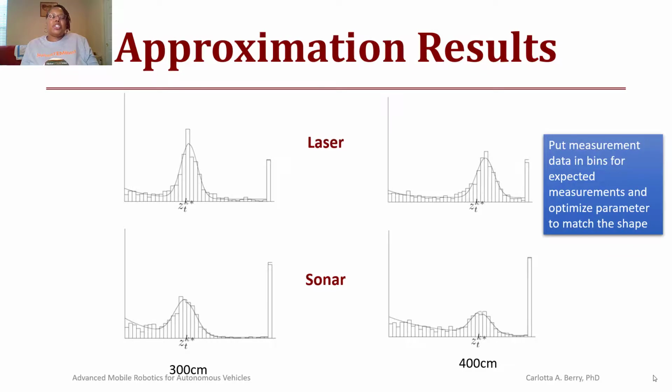So here's what you would do: you would take all of that sensor data, including the expected value, and then you would try to fit it to some model. And by finding the model that it fits to, that's how you come up with your noise parameter. So you would put the measurement data in these bins here for all these expected measurements, and then you would try to optimize the noise parameter that most closely matches the shape. And then you could use that as the sensor noise parameter that we then use in our model.